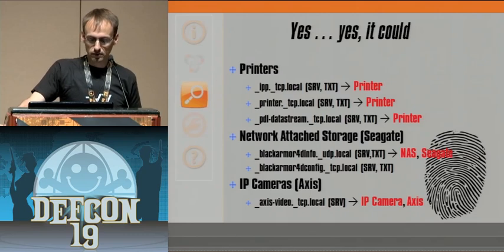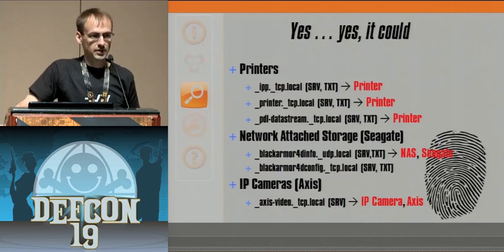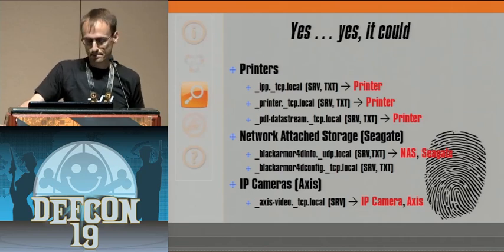Now, if you have Black Armor 4D Info, the UDP local, Black Armor 4D config TCP local, service and text records, you're not only dealing with a network attached storage, or NAS, but you're also dealing with one specifically from Seagate. IP cameras: if you have a host with the Access Video TCP local service record on it, you're pretty much dealing with an IP camera, and you are dealing with an Access IP camera. They're very specific in that name.